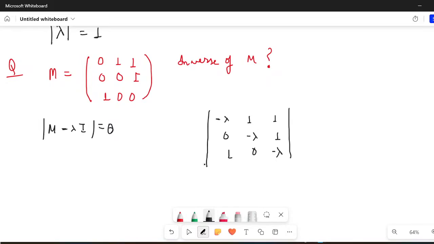And now I want to find the characteristic polynomial from here. So what would be my characteristic polynomial? This would be minus lambda, and then you will have lambda square. So minus lambda square, then you will get 0. So let us find this.